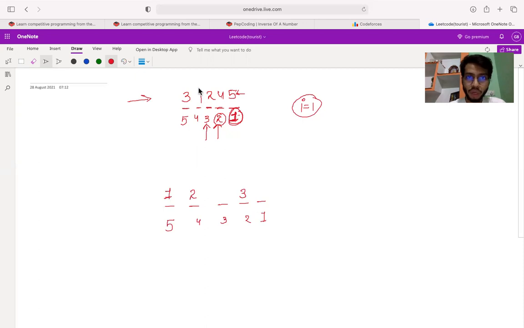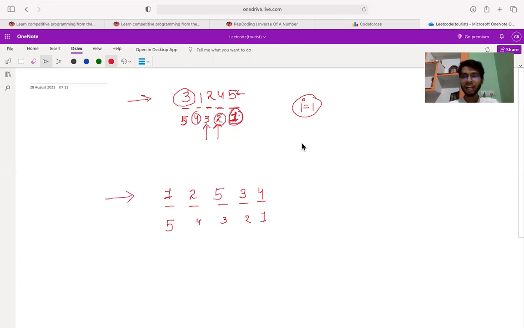And what about the first? Sorry, I mean what about the fourth value? My fourth value will be at the first index. So fourth will be at this position. And what about the fifth one? The fifth value, that is 5, must be at the third index. So I'm just placing this. So this is the inversion of this number. This is simply the inversion.